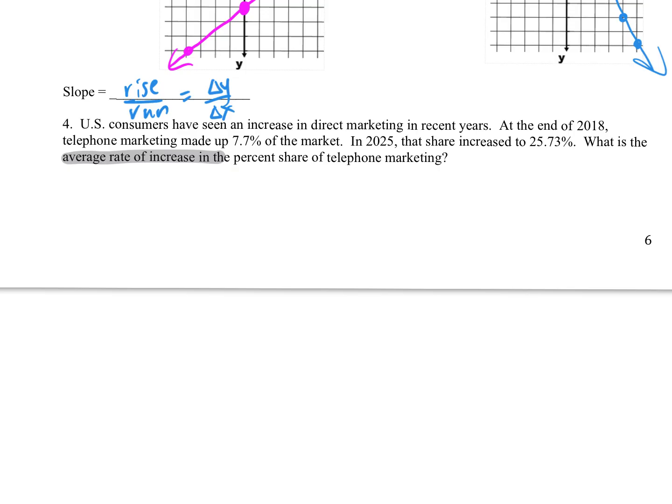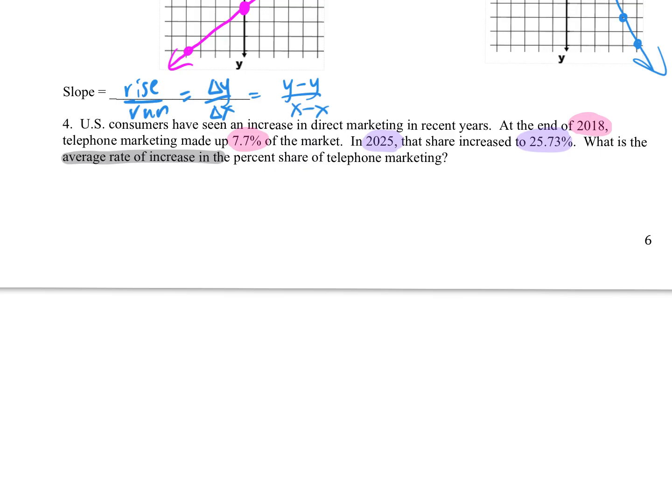Back to these fun facts. How can I put these pieces of info into two different points in order to do rise over run, which is really just y minus y over x minus x? How can I put this info, 2018 and 2025, as coordinates? Which do you think should be my x, the time, 2018, or the percent? The time. That's always independent.